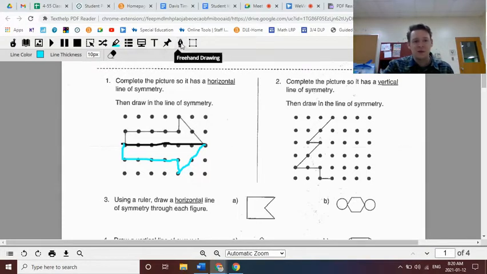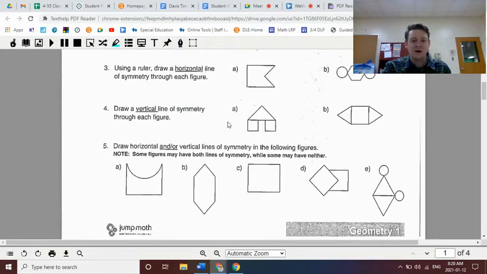All right, moving on down, it just says use a ruler and draw a horizontal line of symmetry through each figure. So a sideways line of symmetry that splits your shape in half so that you could fold one side onto the other and they would match up perfectly. That's what you're looking for.